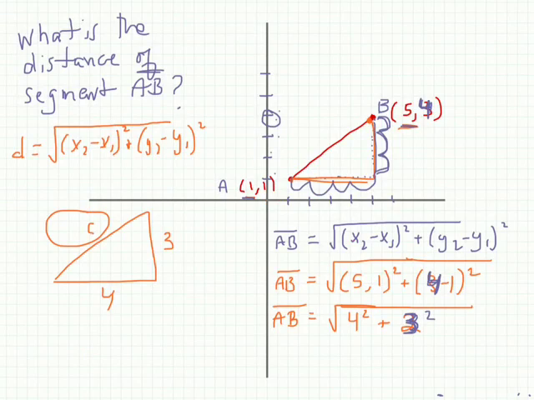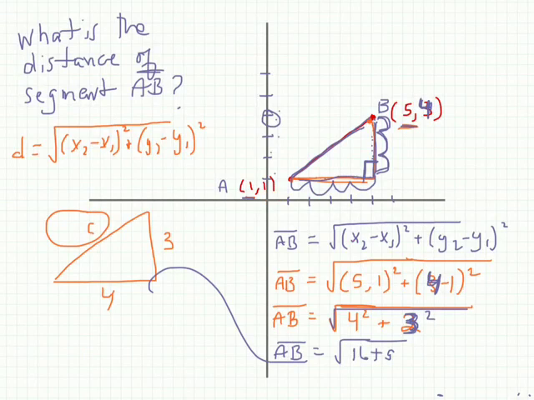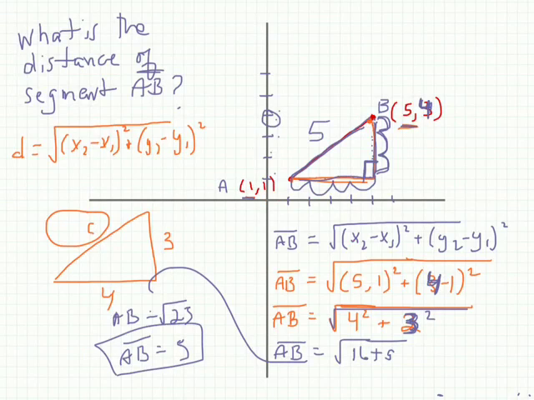So then, the hypotenuse of this right triangle that I've made is this leg squared plus this leg squared, and taking the square root of all of it. So AB equals the square root of 16 plus 9, which is 25. I'm going to continue this work here. So AB equals the square root of 25. Segment AB equals 5, and we have found the distance from A to B.